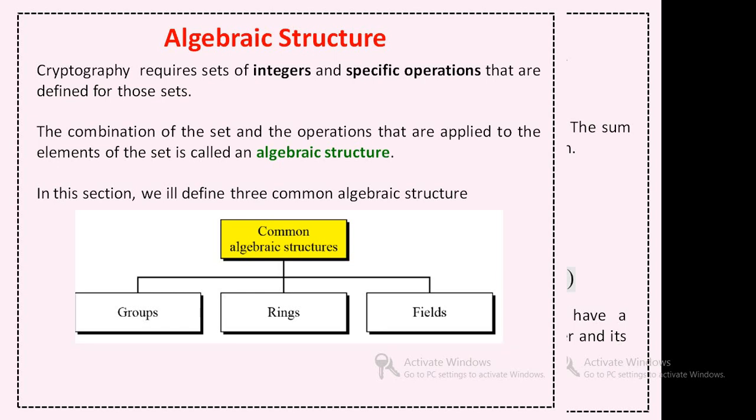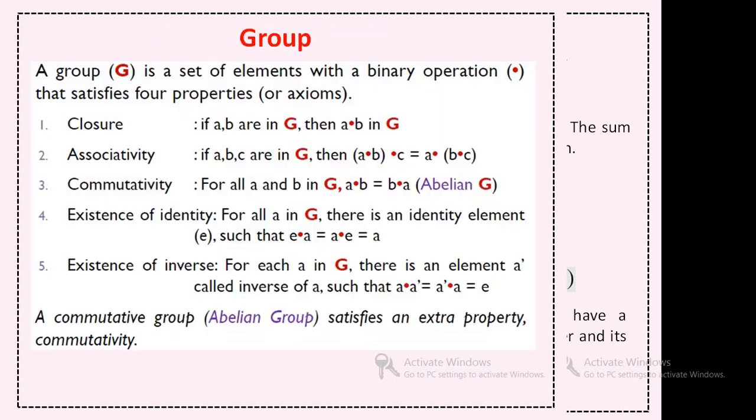What exactly are those things? I'll discuss that after this. The common algebraic structures we have are groups, rings and fields. So let's see about groups first. Please make a note of these properties. I'll go one by one very slowly and we will try to prove as much as possible for this segment.